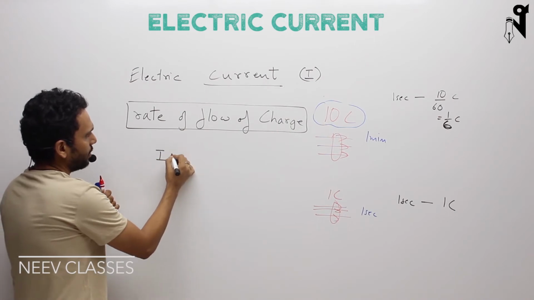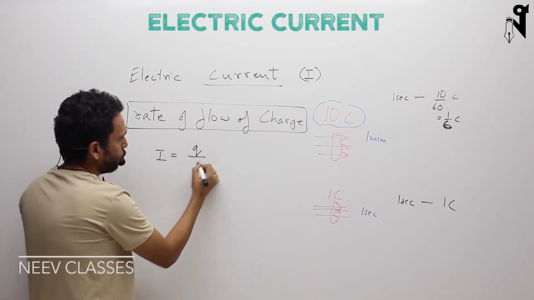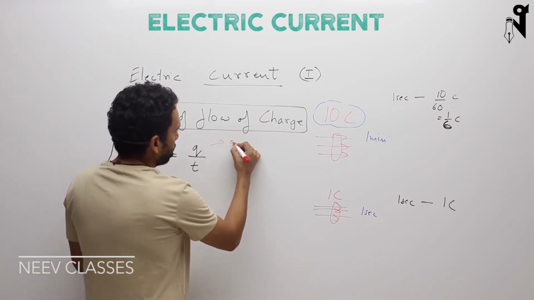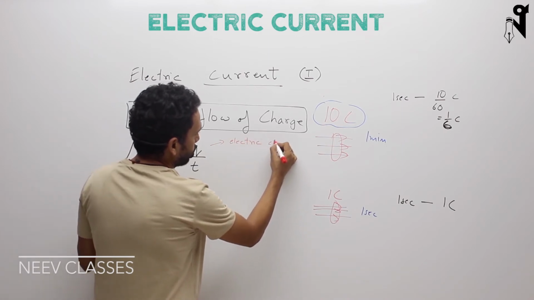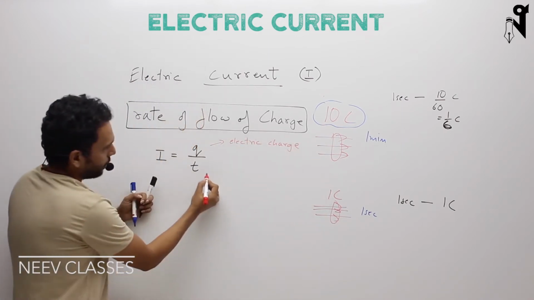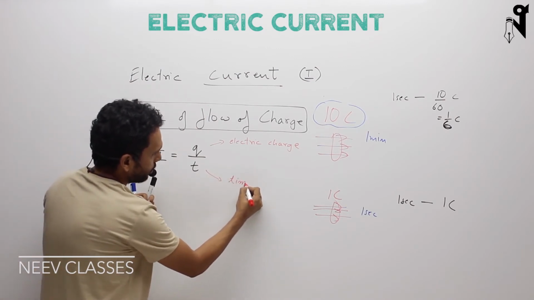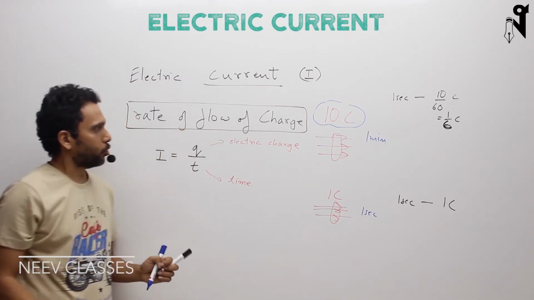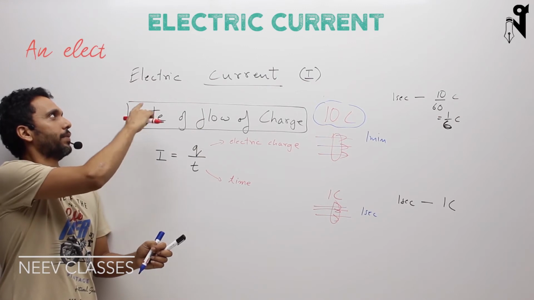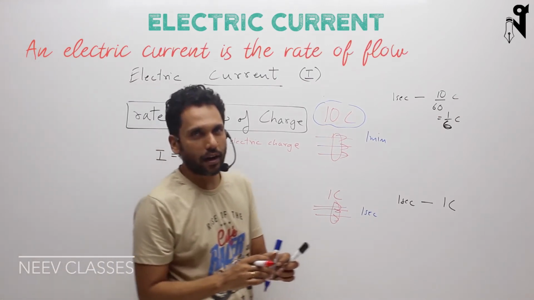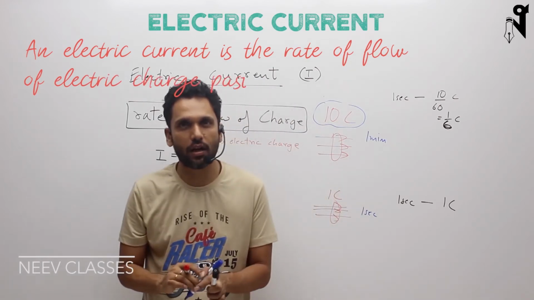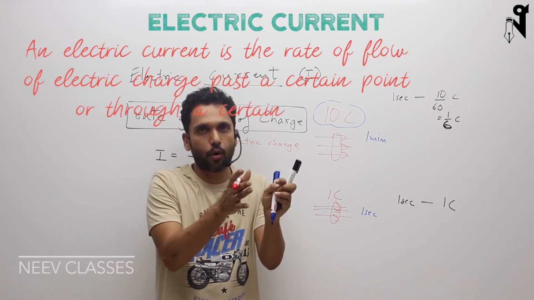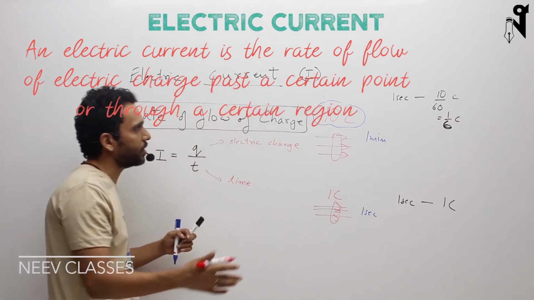Then I is equal to Q by T, where Q is your electric charge and T is the time in which it is flowing. So you can write, I'll just repeat, electric current is defined as the rate of flow of charge across a certain point or a certain region. How much charge is going across a point or a certain region in how much time.